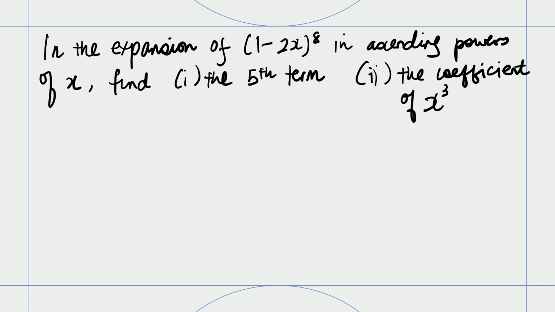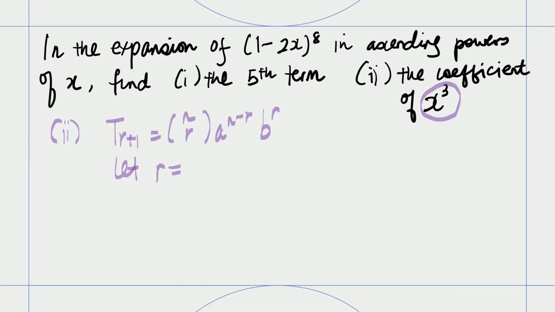Right, we're going to do part 2. So to do part 2, let's write down the general term first. T r plus 1 equals nCr a to the power of n minus r, b to the power of r. Alright, so you're asked to find the coefficient of x to the power of 3. So x to the power of 3 means we let r equals 3. Right, so basically we're actually finding the fourth term.